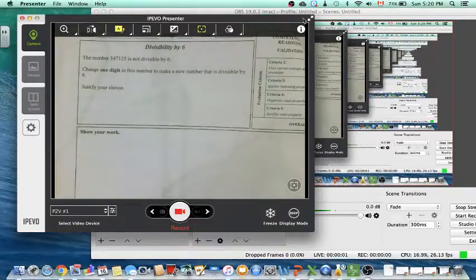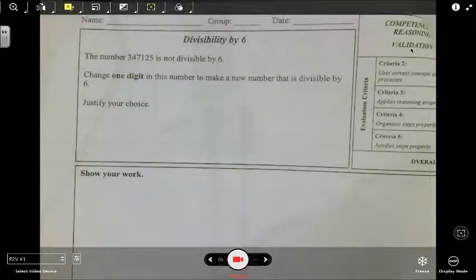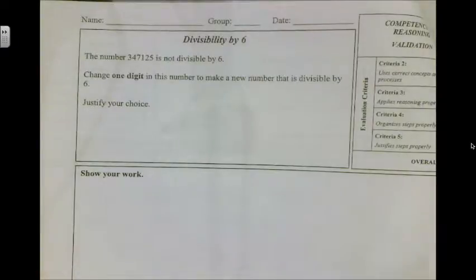All right, this video is for grade 7. It's the last question in your long answer review package. So it's a question about divisibility rules. It says the number 347,125 is not divisible by 6. Change one digit in this number to make a new number that is divisible by 6. And we have to justify our choice, so we have to explain why we chose that.